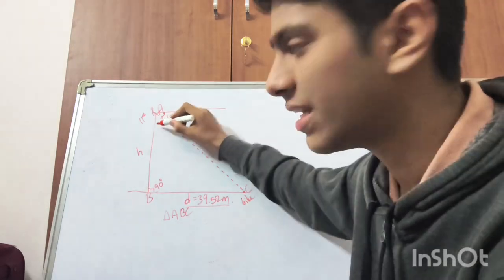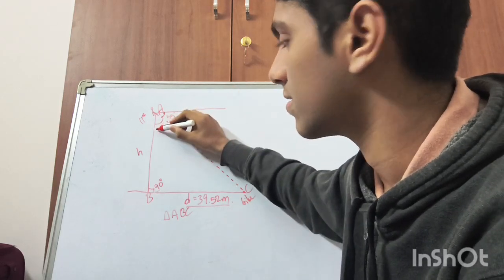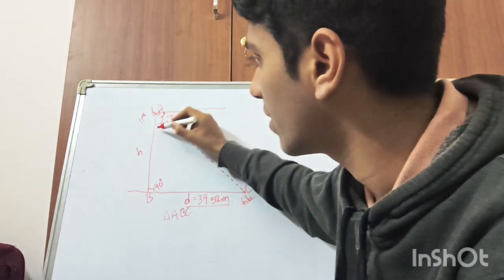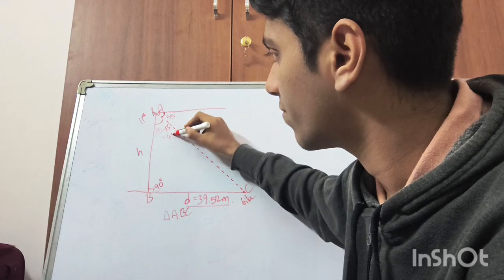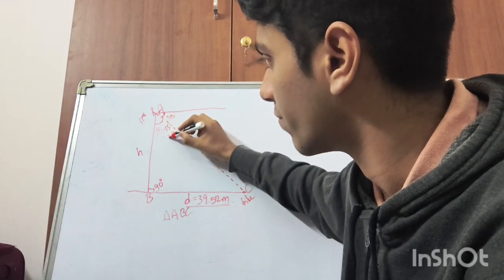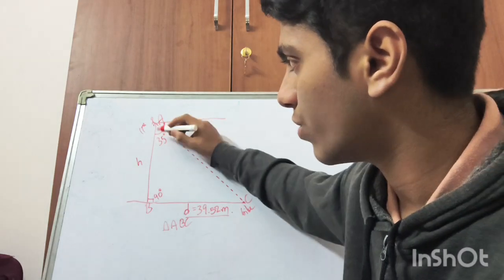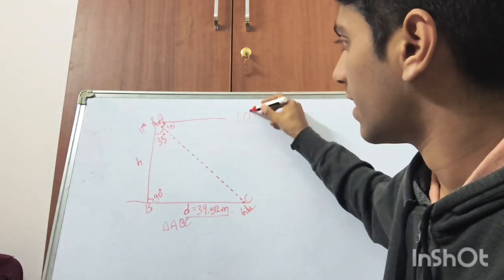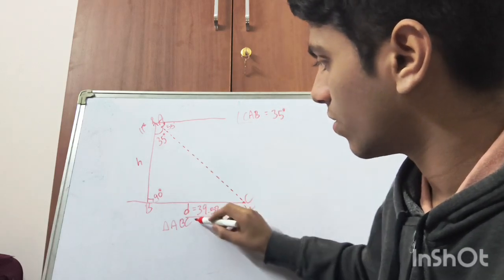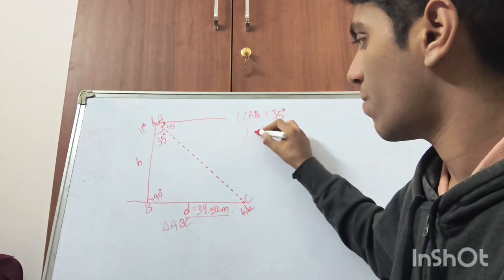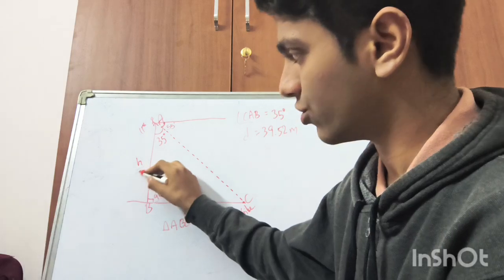But we actually only need this angle, right? So to find this, all we have to do is just subtract 55 from 90. So 90 minus 55, which is equal to 45. 35, sorry, 35. From this point, it's just really very simple. Now we know that this angle A, angle CAB, is equal to 35 degrees, and we also know D, which is 39.52 meters. And we also need to find H.